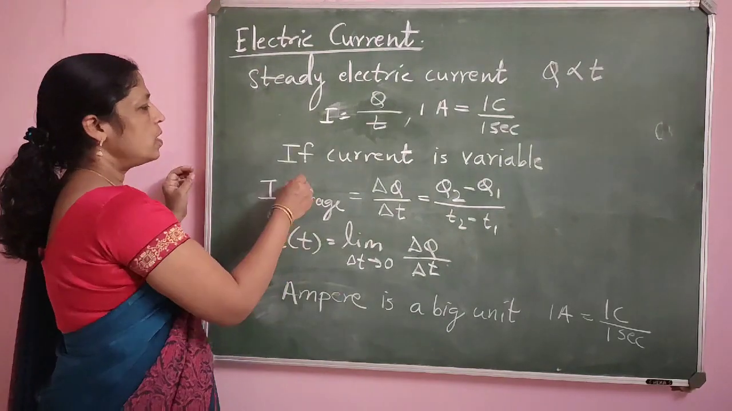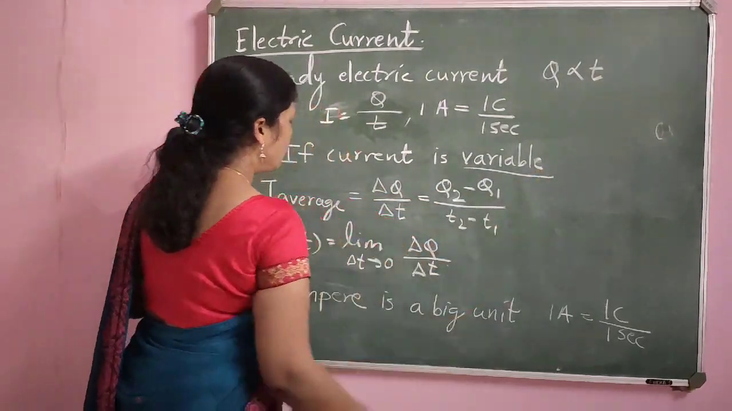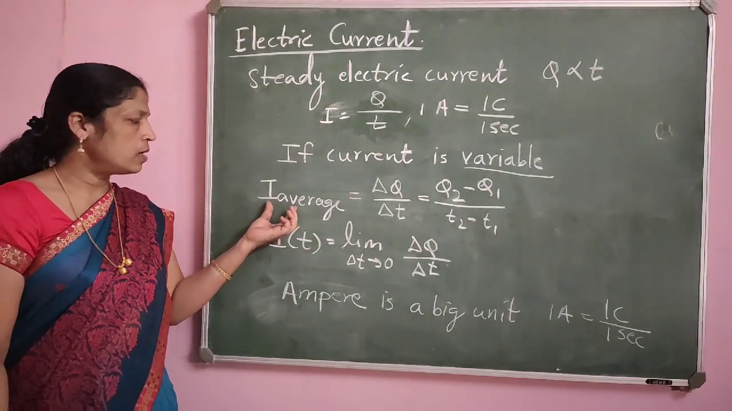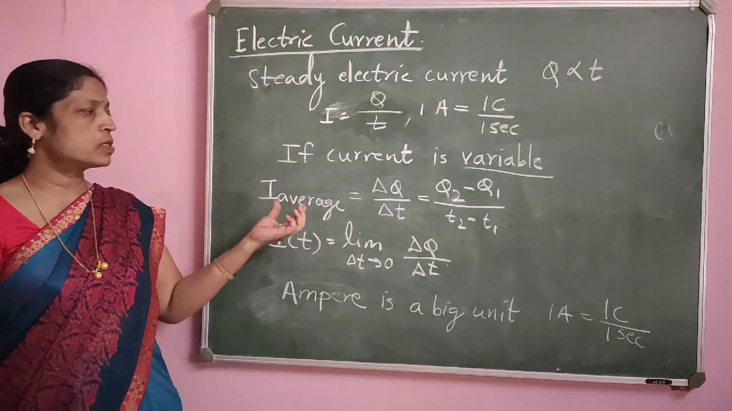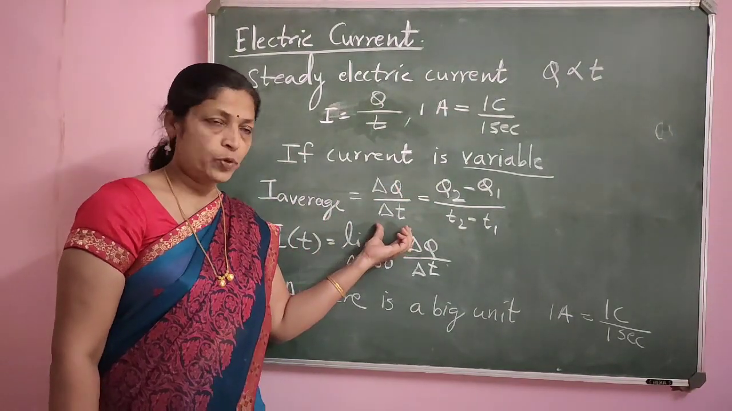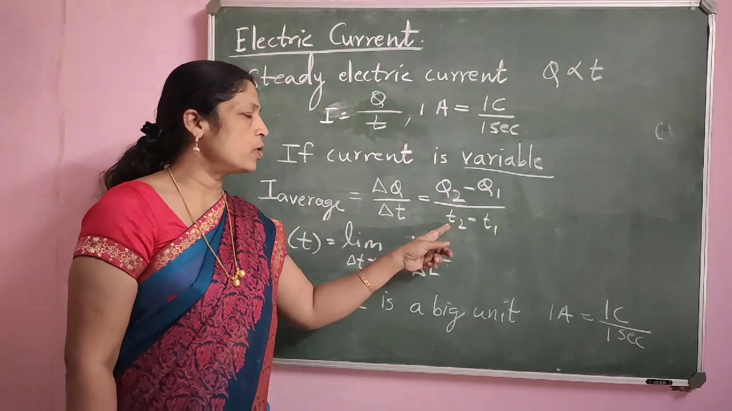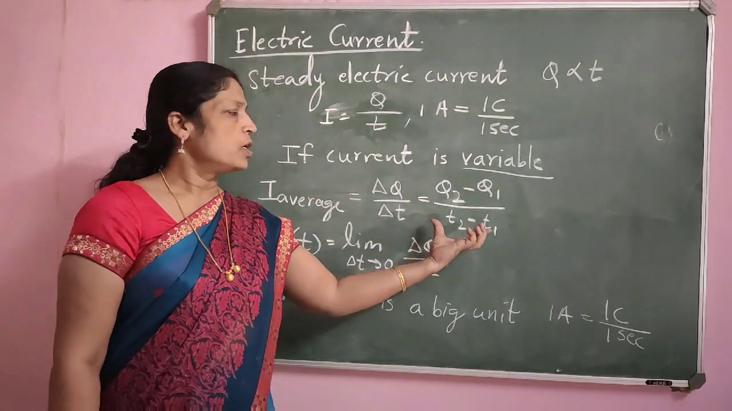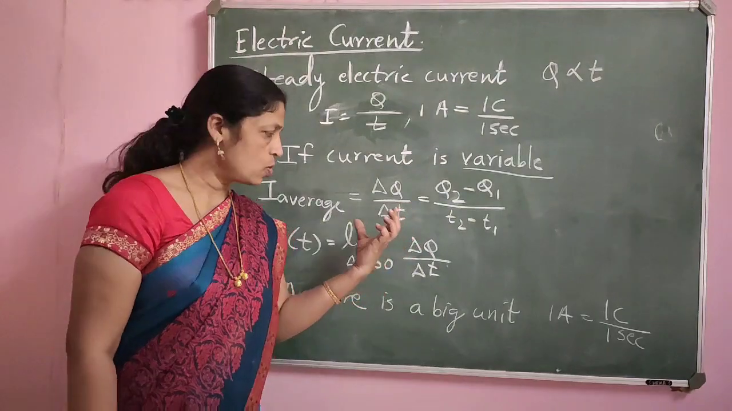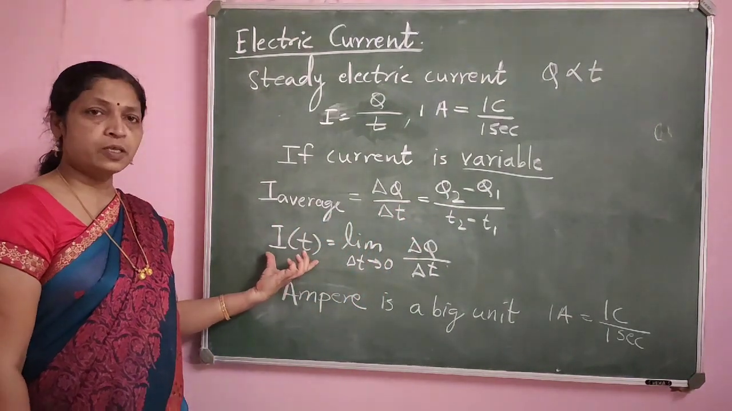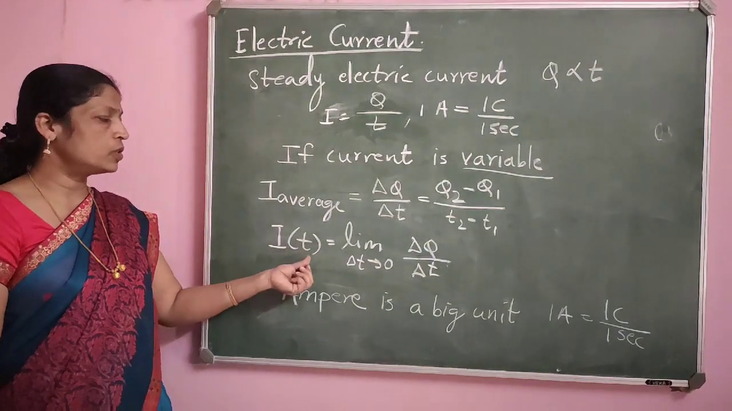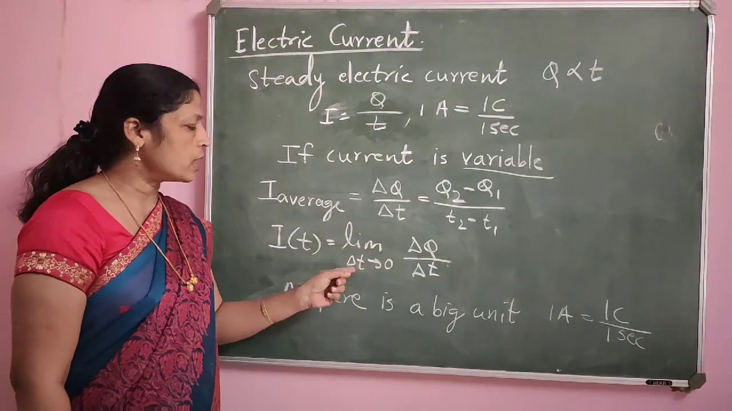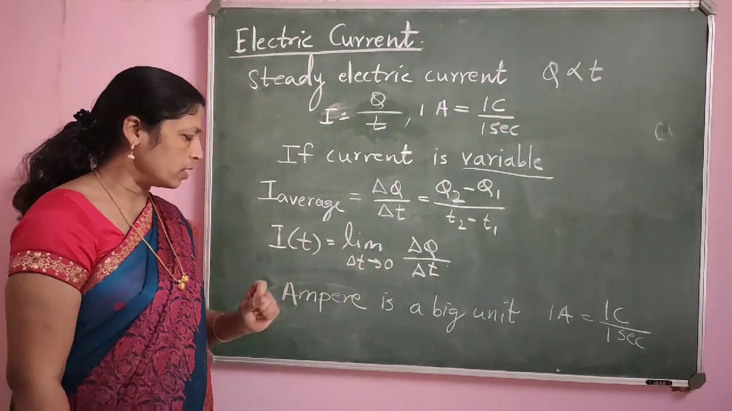But if the current is variable, how will we write the current? We can write current in two terms. Either we write average current. Average current means delta Q by delta T, which is equal to Q2 minus Q1 upon T2 minus T1. That means the total charge flowing in the interval from T1 to T2. Or we can talk about instantaneous current. Instantaneous current I is a function of T, and for that particular time T we can find the limit as delta T tends to 0 of delta Q by delta T.